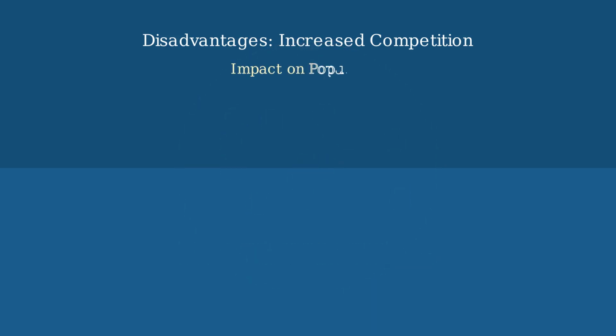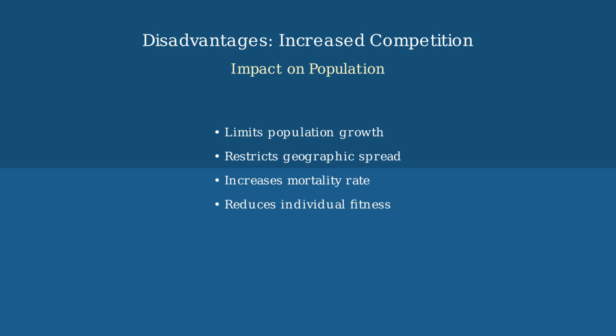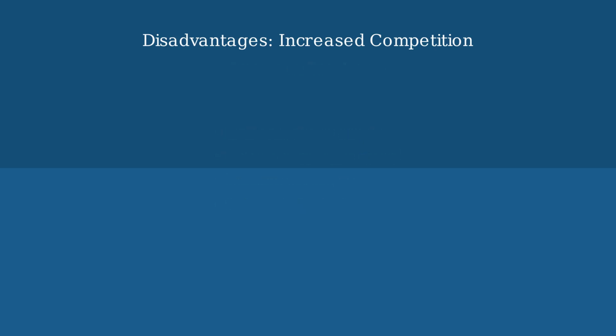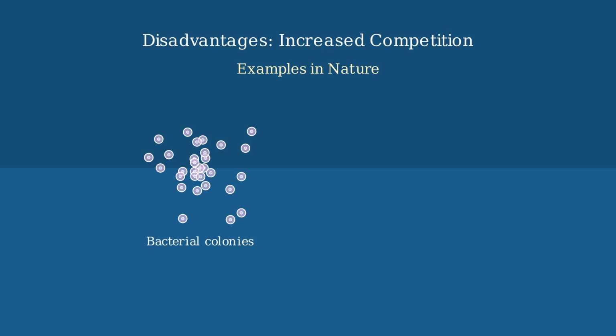This increased competition has several negative impacts on the population. It limits overall population growth, restricts geographic spread, increases mortality, and reduces individual fitness. We can observe this competitive disadvantage in nature. For example, bacterial colonies often experience resource depletion at their centers, where cells compete intensely with their own offspring. Similarly, plant clones that spread through asexual reproduction may compete with each other for sunlight, water, and soil nutrients.